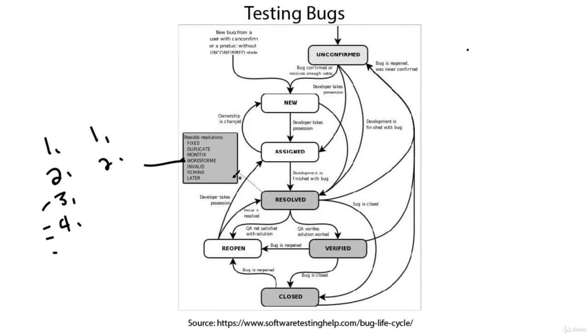Invalid means maybe it's just not a bug. Maybe it's a feature. Maybe it's something that should be that way, and we need to communicate with the client better about how the program works. Remind, and later, that's sort of putting it on the back burner. We'll fix it later on, sort of things. And then there's all of these different flows in here of whether the bug was resolved. And finally, when it gets finished, we close it off and we wait for more bugs to come in.